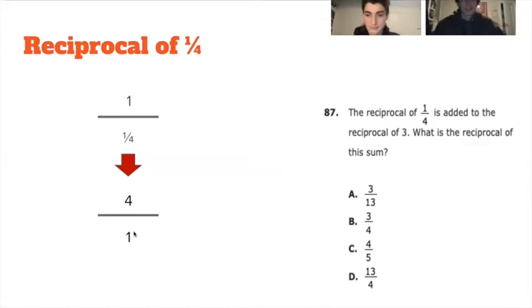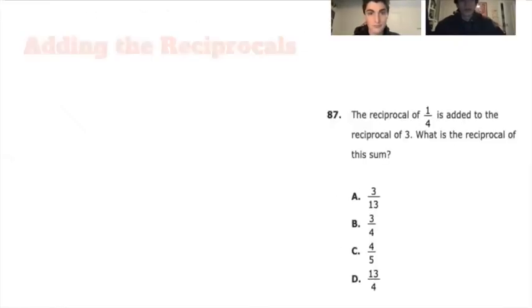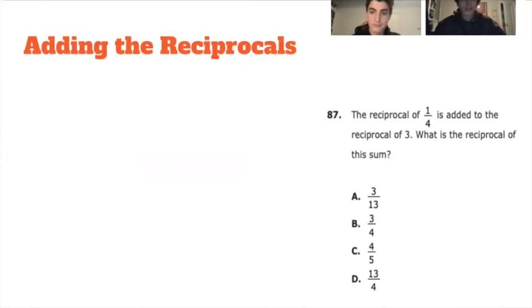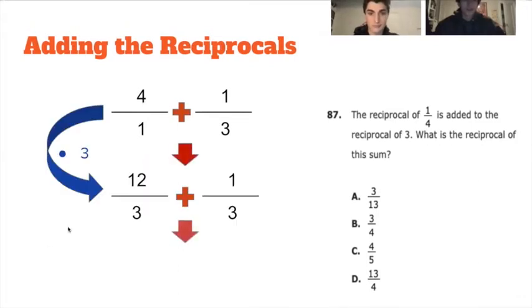Now we have to add the two reciprocals together, 4 over 1 plus 1/3. In order to find the sum, we must find first a common denominator. The lowest common denominator of 1 and 3 is 3. In order to write the fraction 4 over 1 with a denominator of 3, we must multiply both sides by 3, since whatever we do to the denominator, we have to do to the numerator. That gives us 12 over 3.